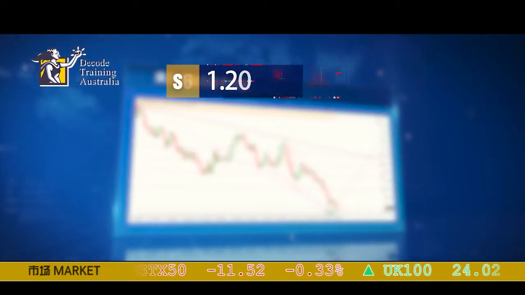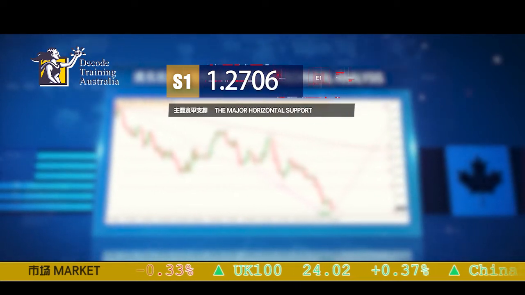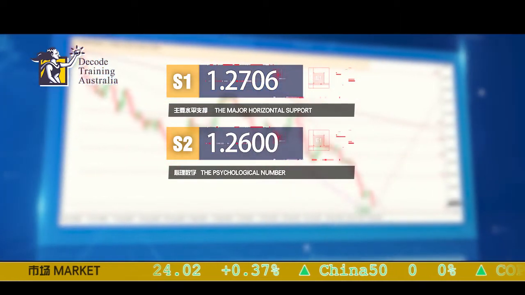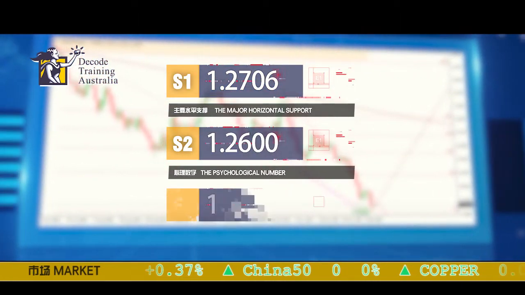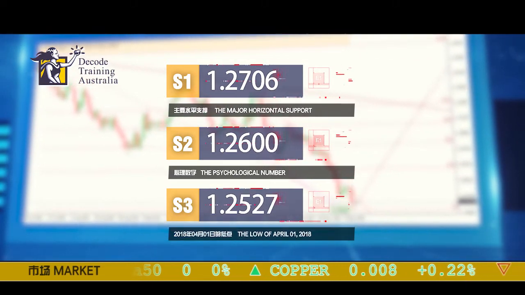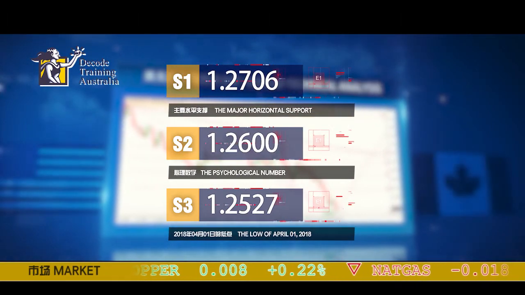And on the downside, the price of the USCAD pair might find some strong support near the listed price spots. Looking at the chart again, the first support will be 1.2706, which is the major horizontal support. The second support will be 1.2600, which is the psychological number, and the last support will be 1.2527, which is the low of April 1st back to 2018.